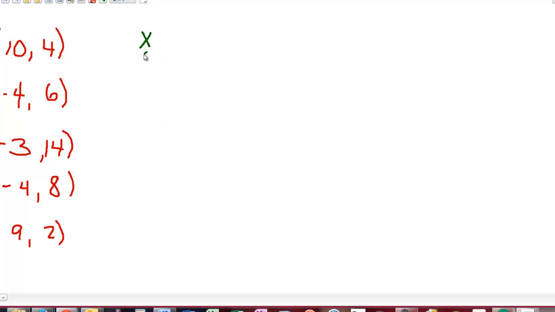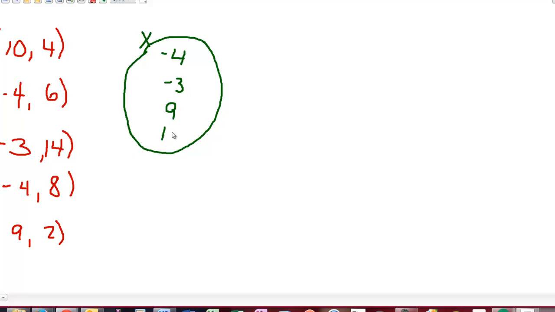I'm going to make the map a little bit bigger so I can fit them all in. Now, it's usually best to put them in order. So we have -4, -3, 9, and 10. Now, it's not good to actually do the duplicates. You have two -4s, and so it's a duplicate.